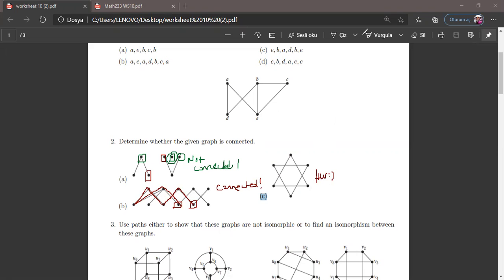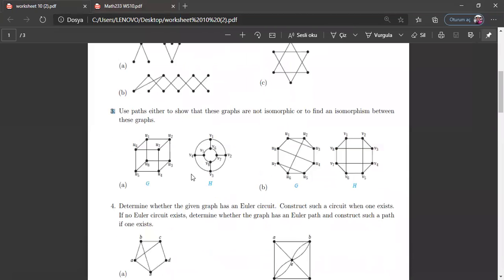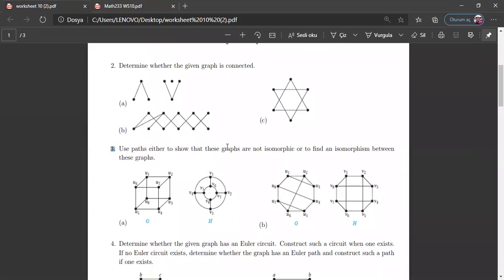Okay, so let's solve the third question. This is quite important. We will use the paths to decide if the given two graphs are isomorphic or not. For the first step, always check the 3 invariants: the number of edges, the degree sequence, and the number of vertices. As you see, they are the same. So we have to decide the isomorphism using the paths.